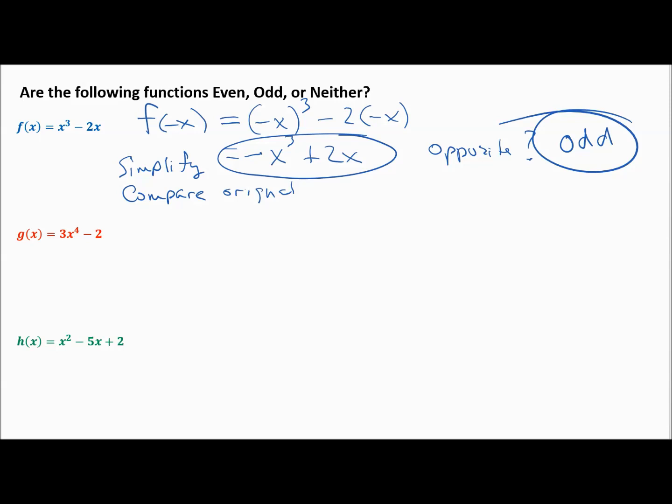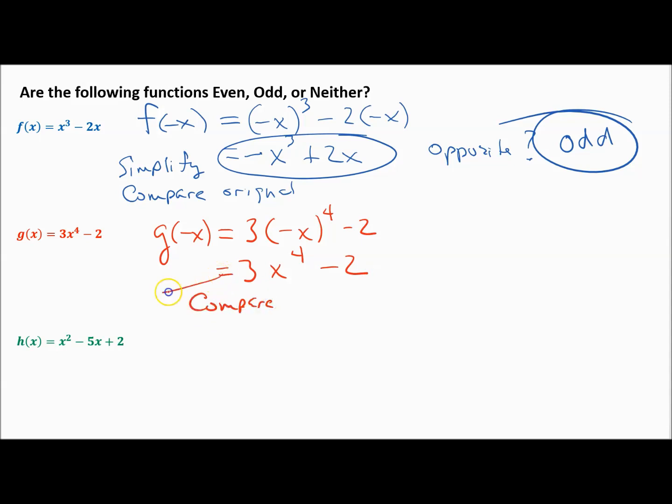Okay, well, let's try the next example. Steps are the same. I'm substituting in negative x everywhere there's an x. And so notice the only x in this function is right here, x to the fourth. So I'm going to say 3 times negative x to the fourth minus 2. And then I'm going to simplify. So step 2 is simplify. Now if you take a negative number and you raise it to the fourth power, it turns positive, right? And then the x to the fourth minus 2. And now you compare.